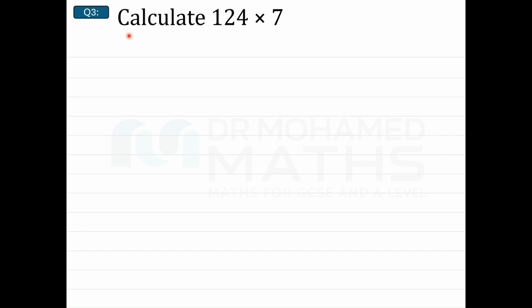So now come to the third question in your test. It's asking to calculate 124 times 7. So the first thing, don't forget, put it into column method. So 124 times 7. And where should we place the 7? Yes, exactly. It will be under the first digit. So first digit under the first digit here.